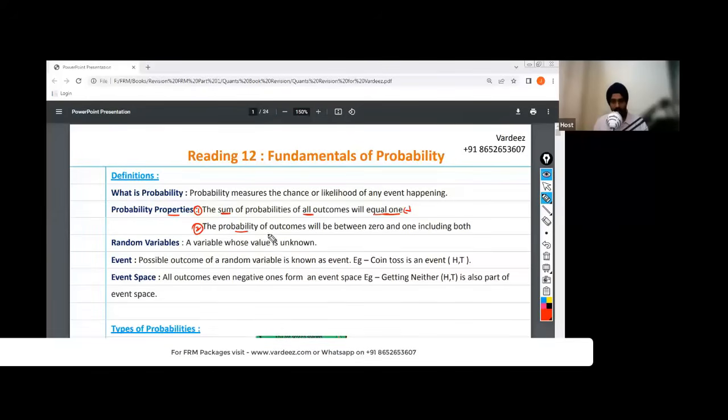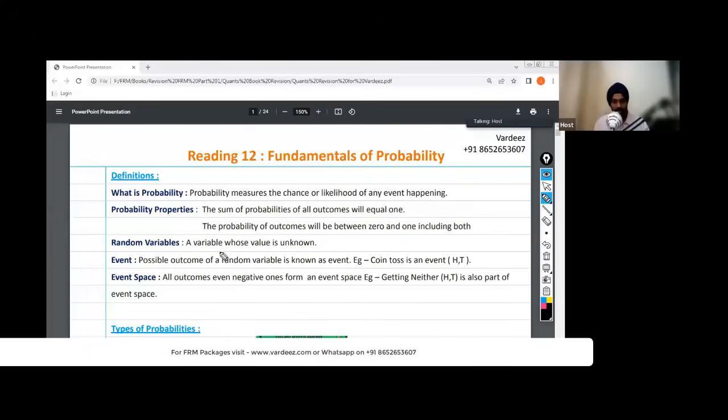Second one, the probability of outcomes will be between 0 and 1, including both. So you can have probabilities between 0 and 1. It cannot go above 1, and it cannot fall below 0, that is, into negative terms. You cannot say probability of negative 0.5. There's nothing like that. It's within this range only that the probabilities will fluctuate, always and always.